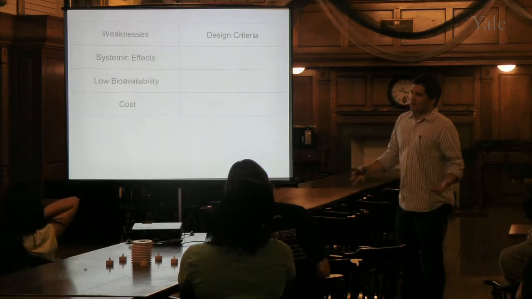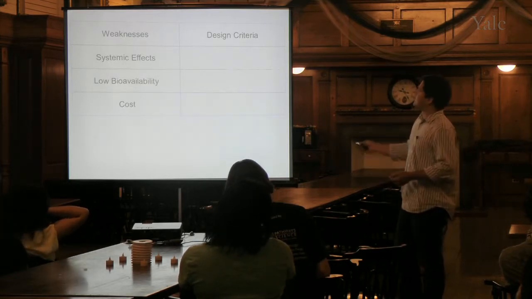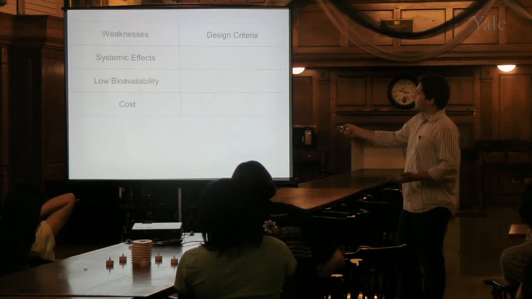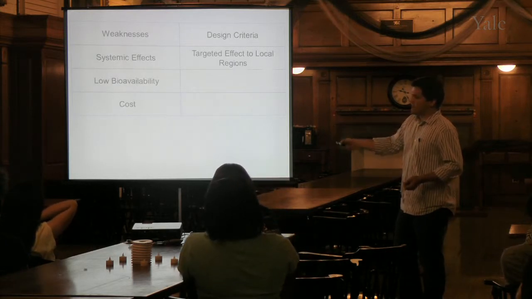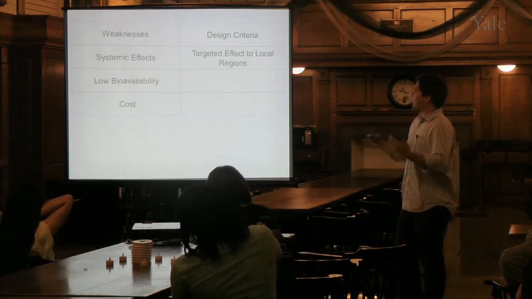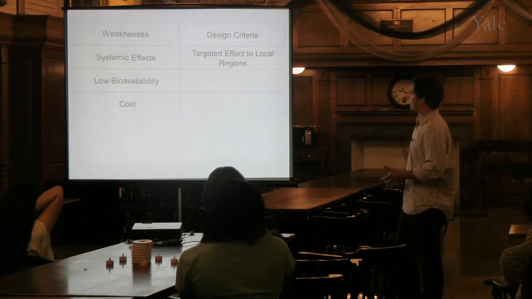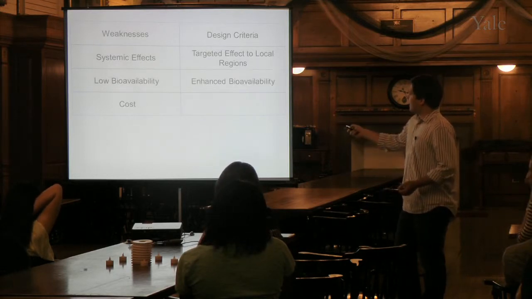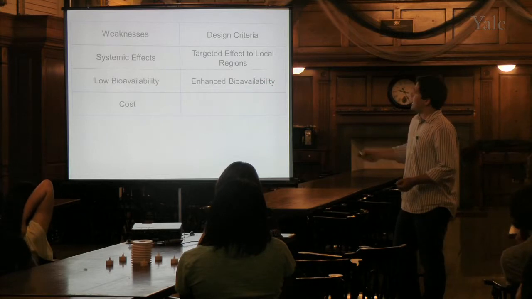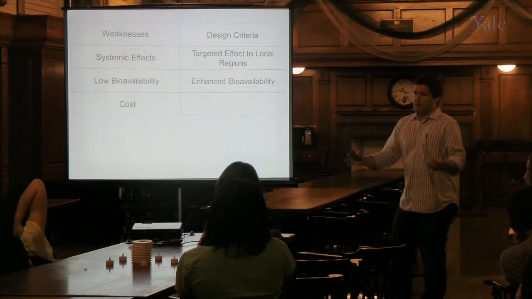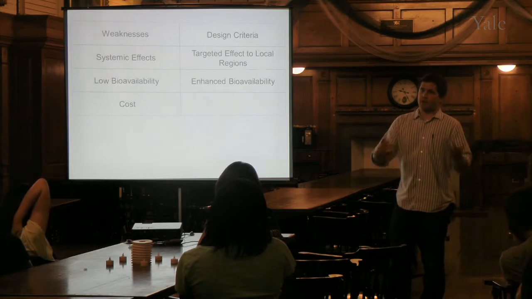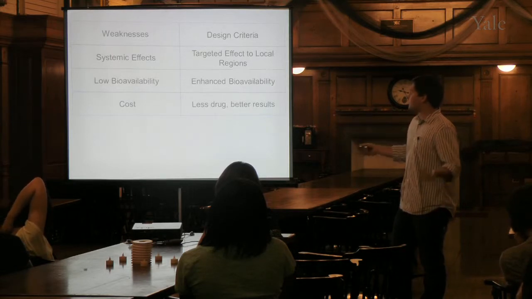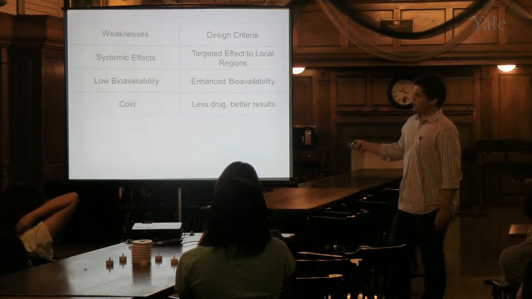As engineers, what we like to do is take all the bad things about different technologies, make a list, and then see how many of them we can solve. We create criteria out of the weaknesses. So criteria number one, to fix the systemic effect issue, would be targeted effects. If we target the drug to specific cell types where they're needed or to local regions, we can cut down on systemic effects. Number two, by enhancing the bioavailability, we can sustain the amount of time that one particular dose lasts, instead of needing an infusion every day or week. And third, we can potentially cut down on cost by using less drug and getting better results.